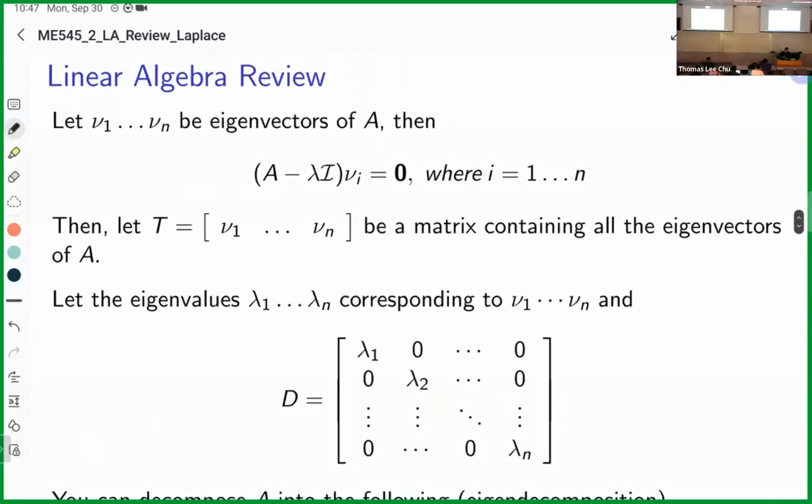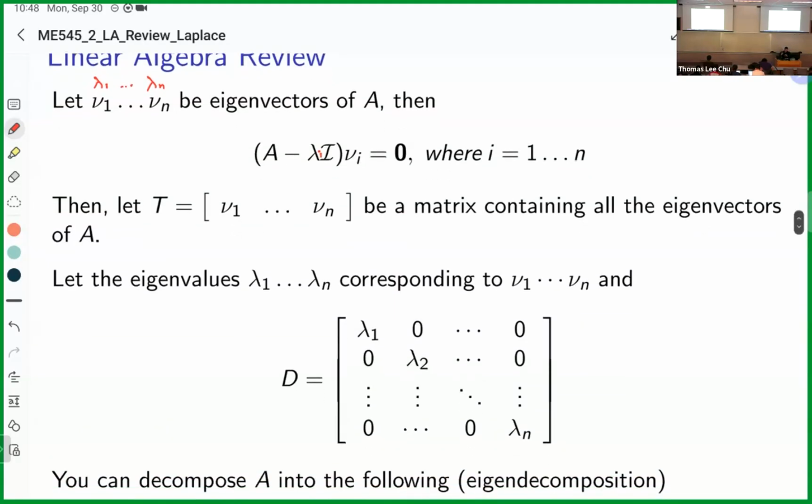So just a little bit more jargon. Each eigenvalue is going to have a corresponding eigenvector. So here, mu1 will correspond to lambda1, all the way to mu n, which corresponds to lambda n. So this is the relation that is true, where, this should actually have an I here, A minus lambda i times the identity matrix, multiplied by the eigenvector mu i, is equal to 0. This is true for all eigenvalues with their corresponding eigenvectors.